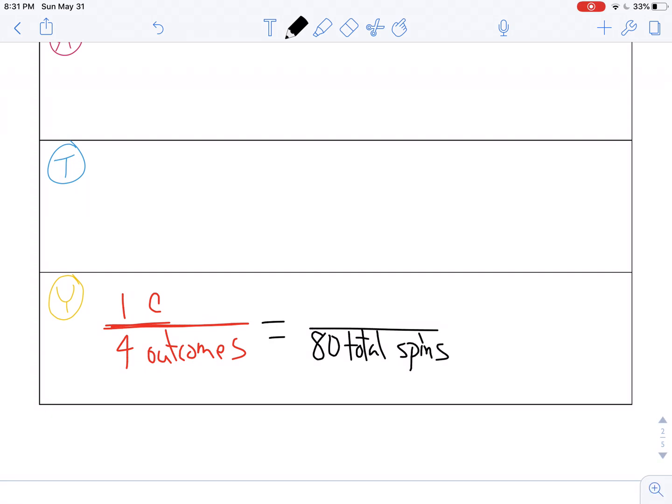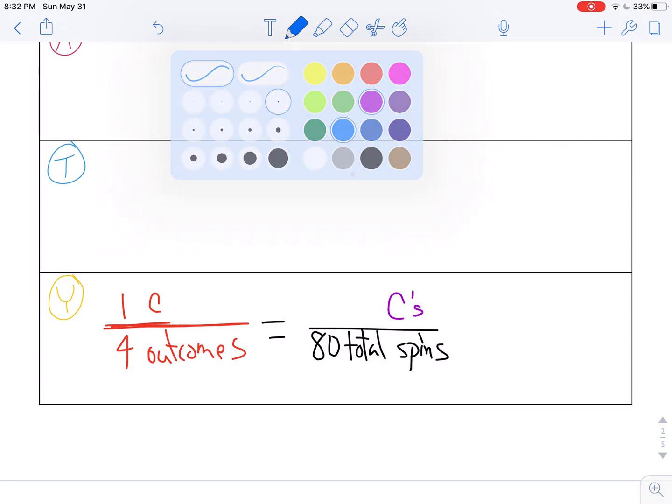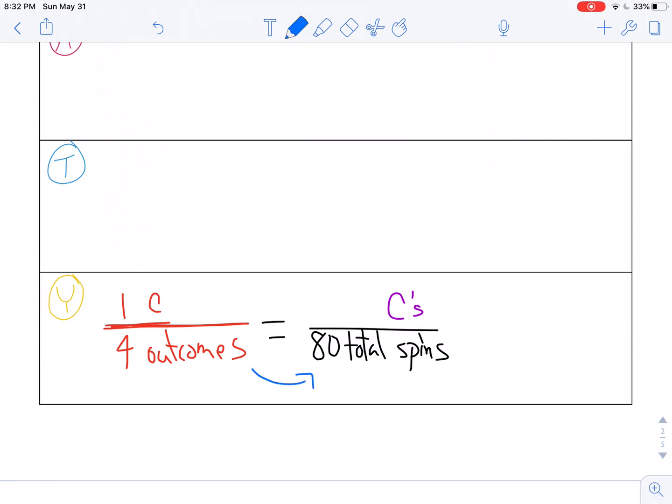So how many times should it land on C is going to go right up on the top. All right, so I have to figure out for my denominators 4 to what? Or how many 4s make 80, or 4 times something is 80. So 1 times that same number is going to make your C's. You can finish that problem. I'm not going to finish it for you.